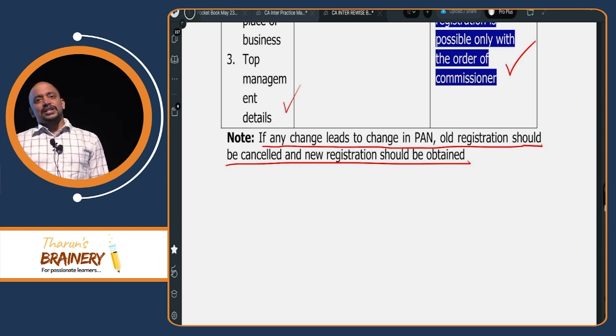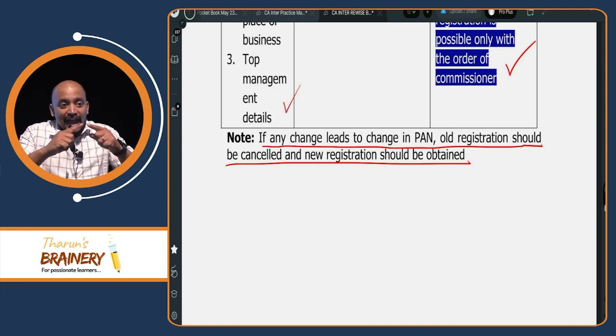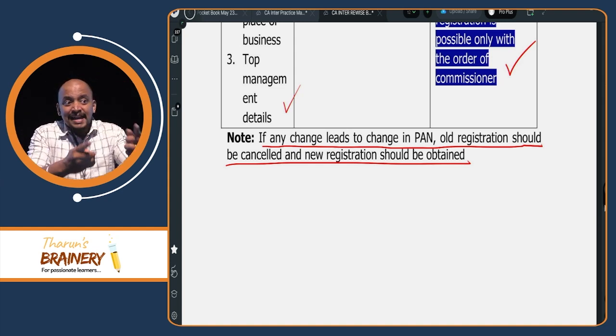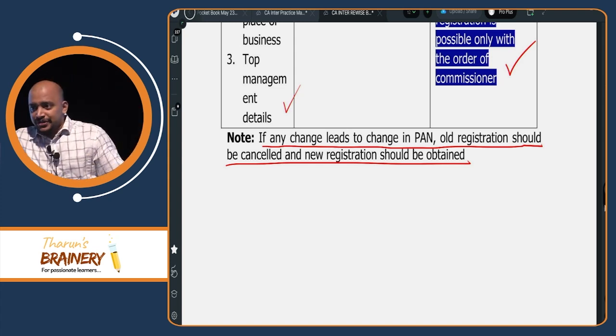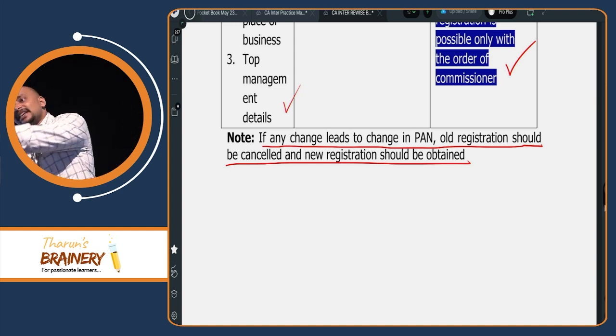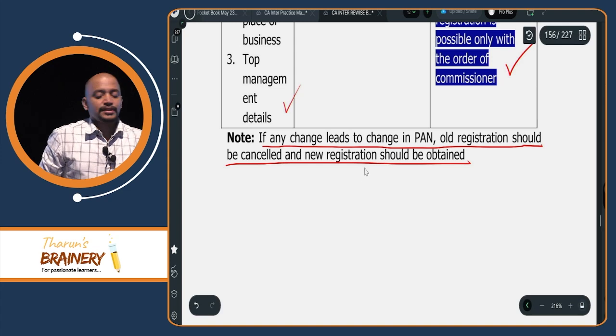Getting new registration and then cancelling the old registration is the only correct way, because if you cancel the old registration first, ITC will lapse. If you are getting a new registration, you can transfer the ITC and then cancel the old registration. Is it clear or not?